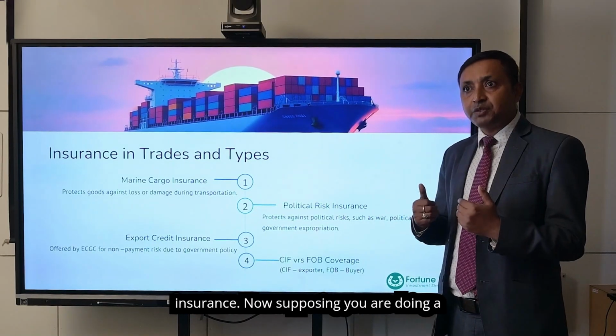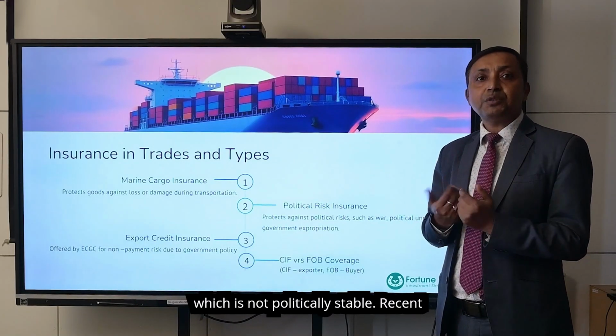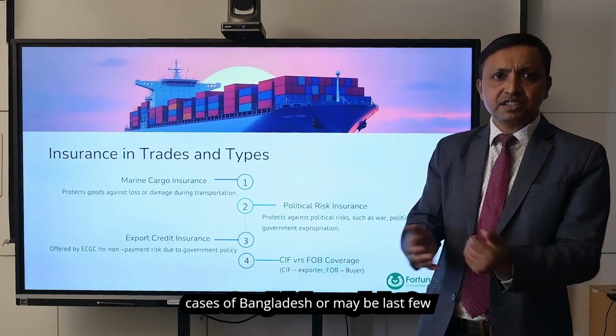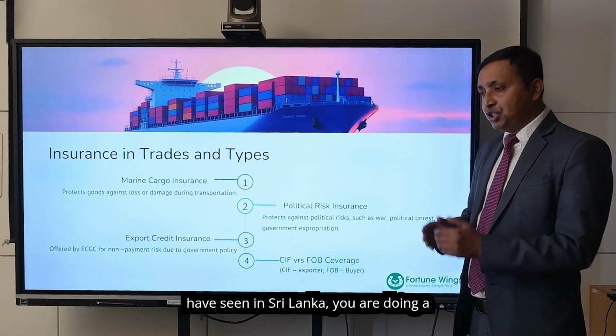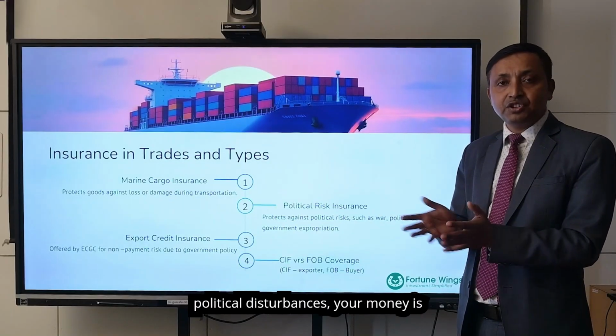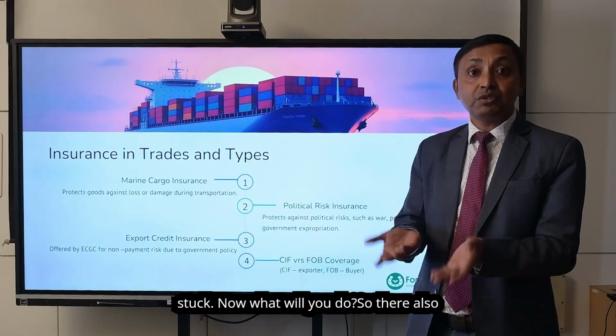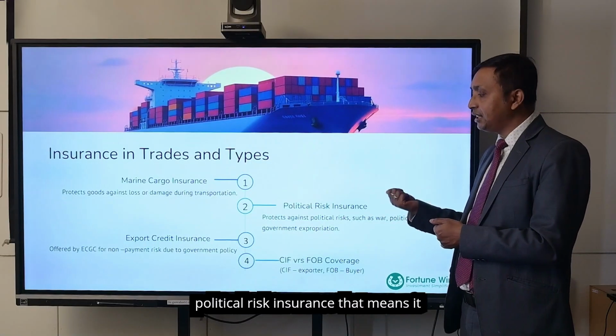Now suppose you are doing a trade or export with a country which is not politically stable. Recent cases of Bangladesh, or last we have seen in Sri Lanka. You are doing trade transactions, but because of political disturbances, your money is stuck. So what will you do? There also an insurance is available, political risk insurance.